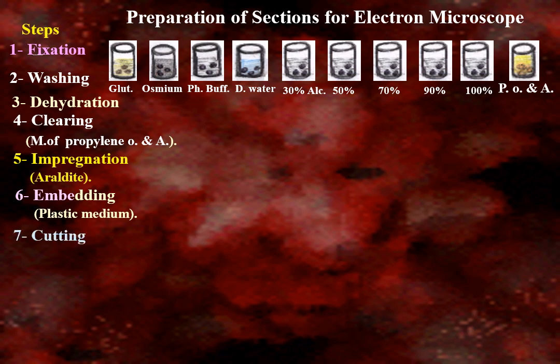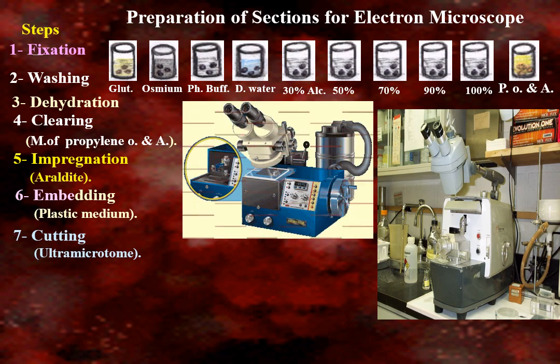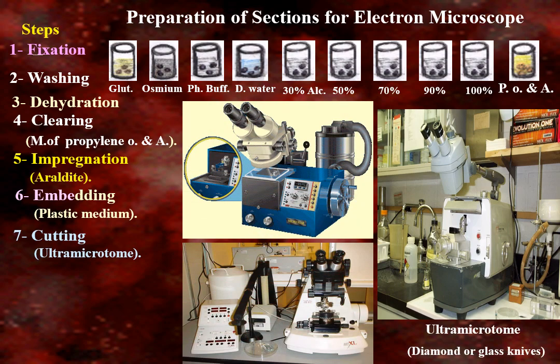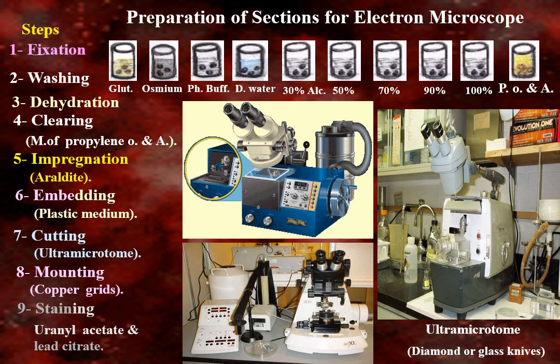Cutting: ultra-thin sections are cut by the ultramicrotome using diamond or glass knives. Mounting: sections are mounted on copper grids and stained with uranyl acetate and lead citrate.